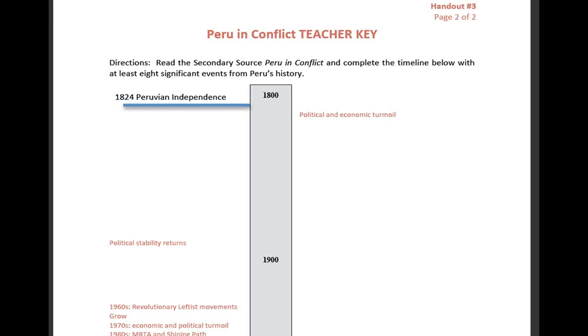So then this is the teacher key, where we've gone ahead and suggested all of these significant events that students should get from the prior page.